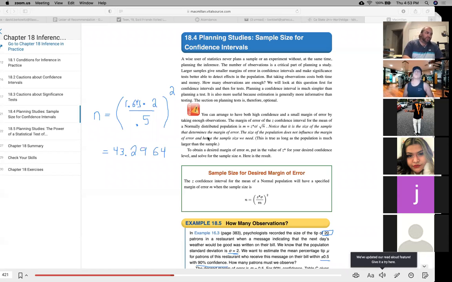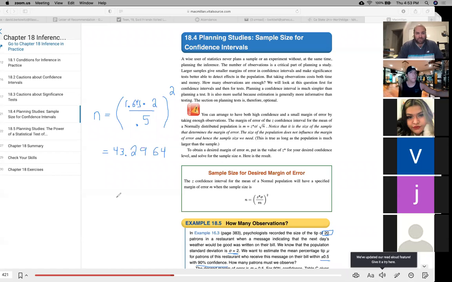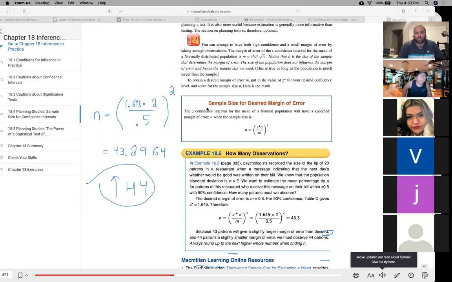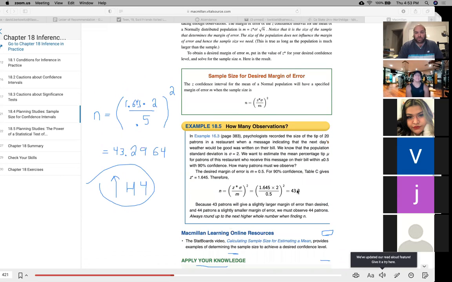So what do I do with 43.2964? What's my final answer? 44. So I round up, and the answer is 44. How many did they do in the problem? Let's take a look. They did 20, right? But what do they say? 43.3, but always round up to the next higher whole number when finding n.